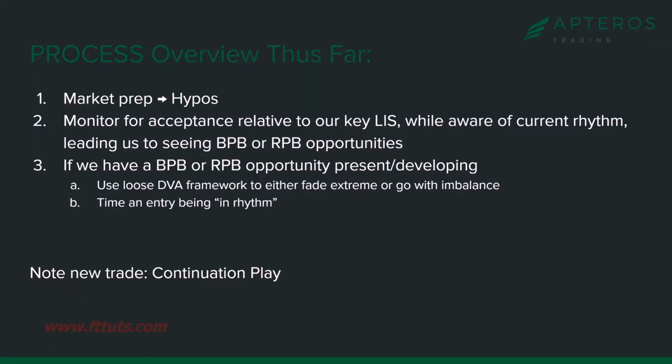If we're looking to get long because of the breakout pullback or whatever, we can fade a lower extreme or go with an imbalance up. If narrative has us looking for a return pullback short, we can fade an upper extreme of DVA or go with an imbalance down. And then ultimately we time that entry, being in rhythm, enough of a counter rotation, just that beginning shift in momentum that makes sense with DVA, that makes sense within narrative.